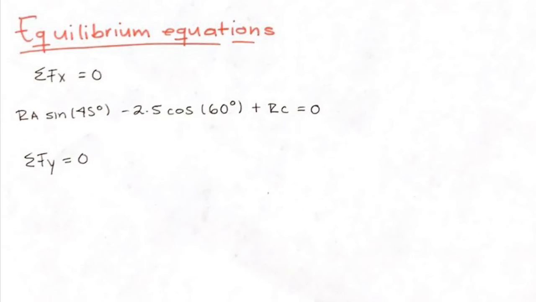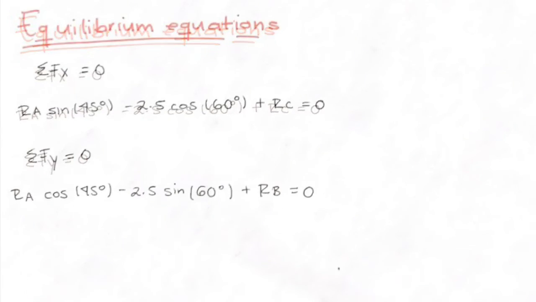Now establish that the sum of the forces in Y is gonna be equal to 0. The complete equation is gonna be the force RA cosine of 45 minus 2.5 times sine of 60 plus the force RB, and this sum is gonna be equal to 0.